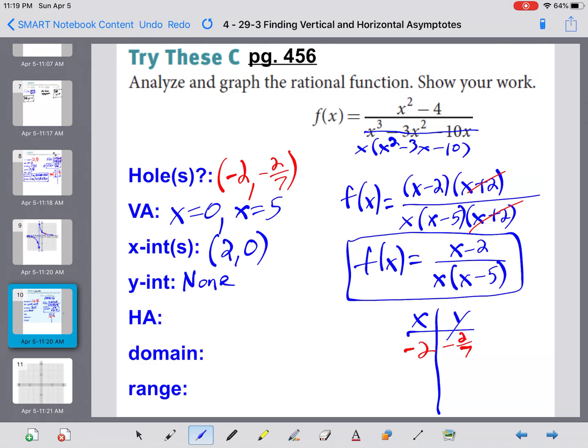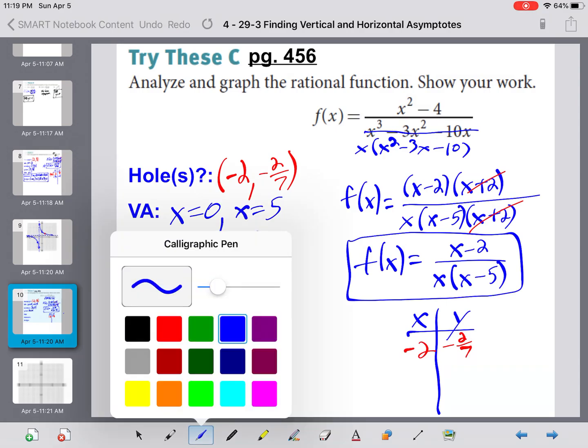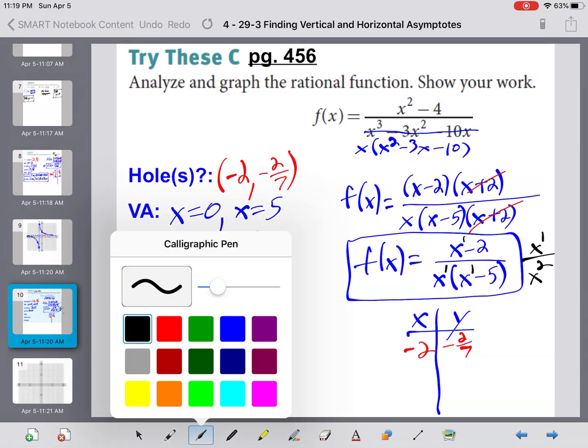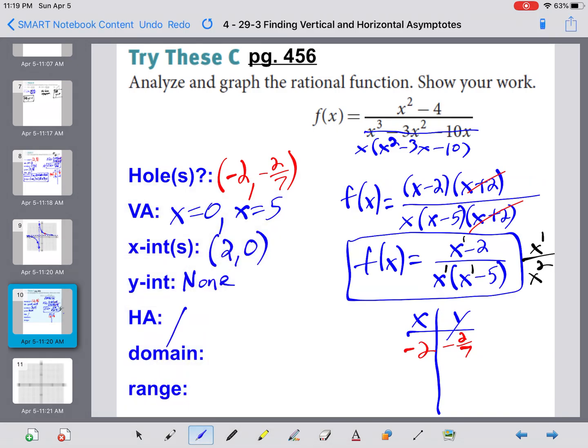All right. Now, horizontal asymptote. Again, you can look at the top, the first function we had, or you can look at this reduced one. Be careful when you look at the reduced one. This is an x to the first in the numerator, but in the denominator you have an x to the first times x to the first. If you wrote this in standard form, you would have an x to the first over an x squared. So the top degree is smaller than the bottom. That's a y equals 0 horizontal asymptote.